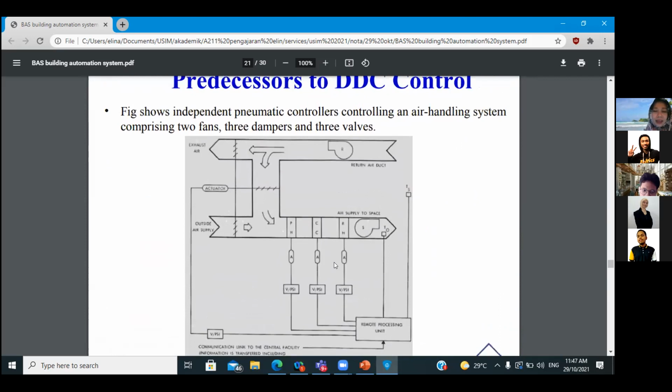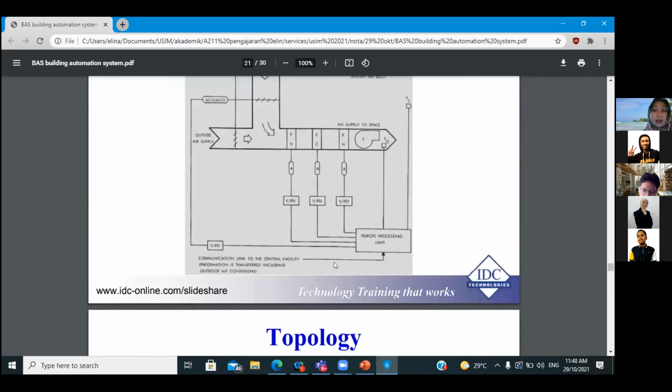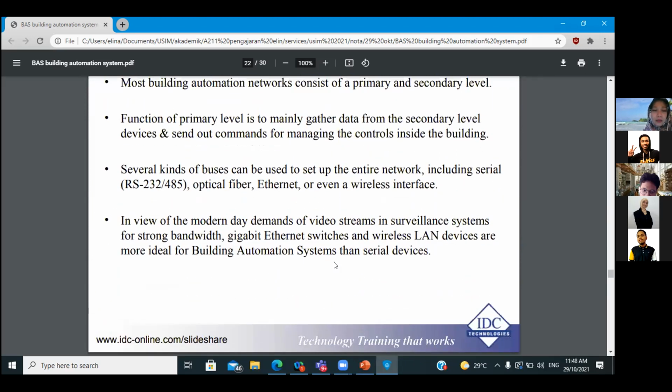So what are the items? We talk about the fans, dampers, valves. You need to understand where the location of these is if we want to control an air handling unit. Remember, if I talk about an air handling unit system, it means an aircon. It's most probably in the aircon family, the typology.